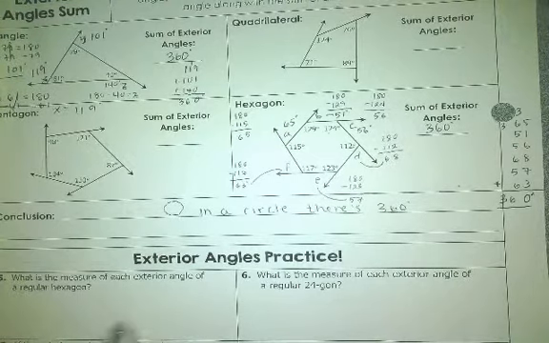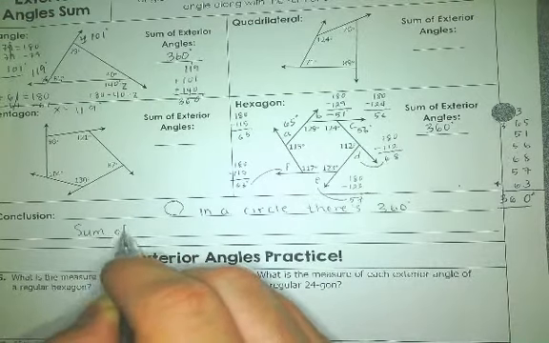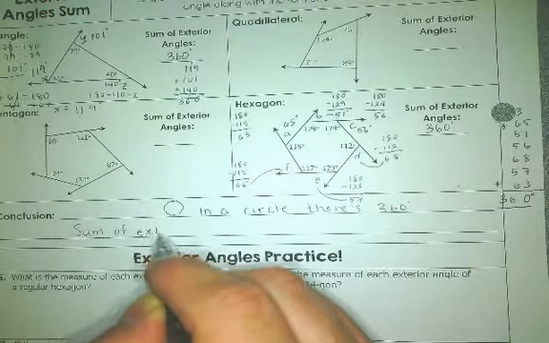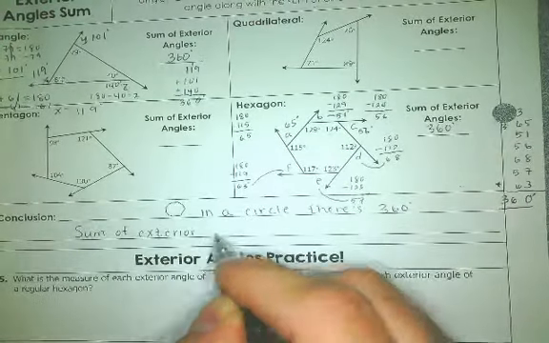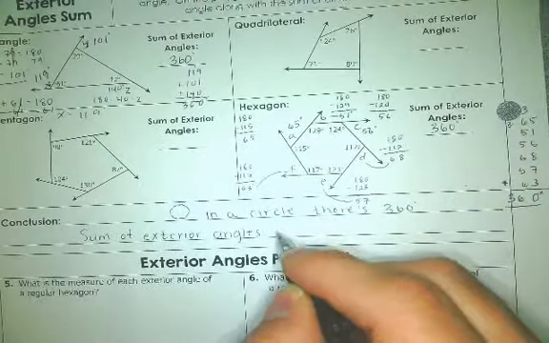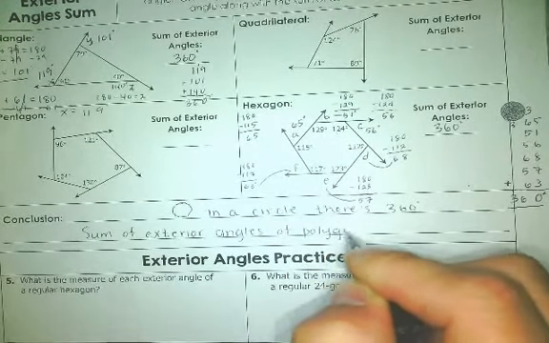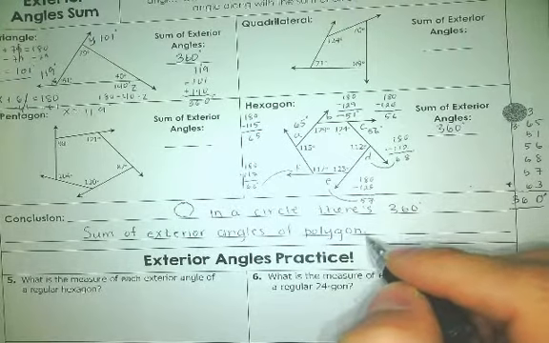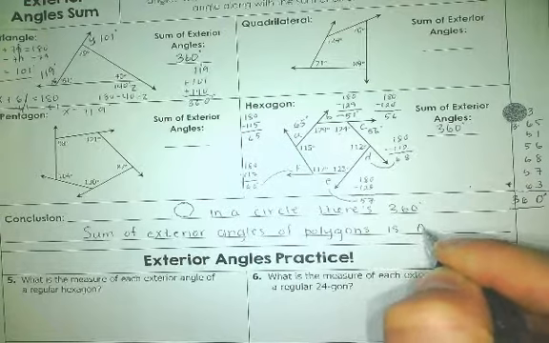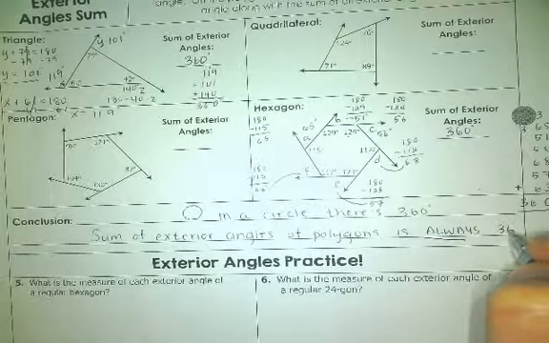So your conclusion here, you could write that the sum of exterior angles of a polygon is always 360 degrees. Doesn't matter what polygon it is, it's always going to be 360. I'm going to put always in capital letters because it's that important. Always 360.